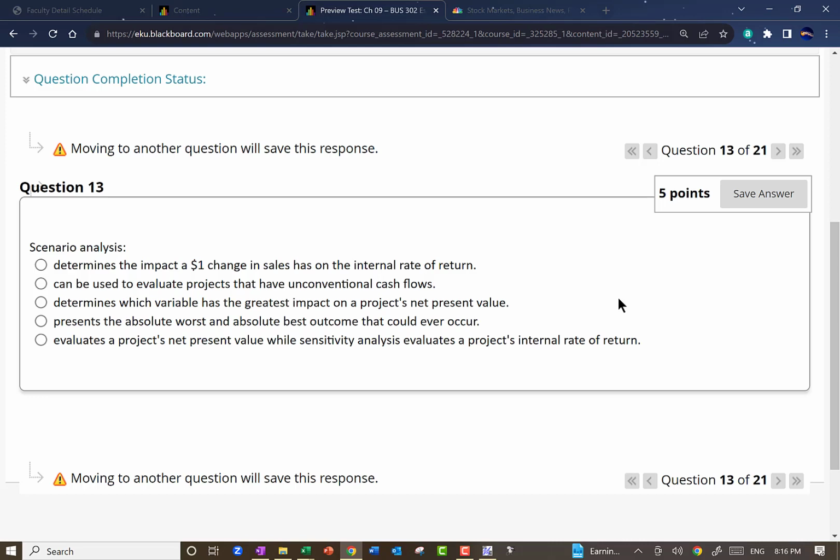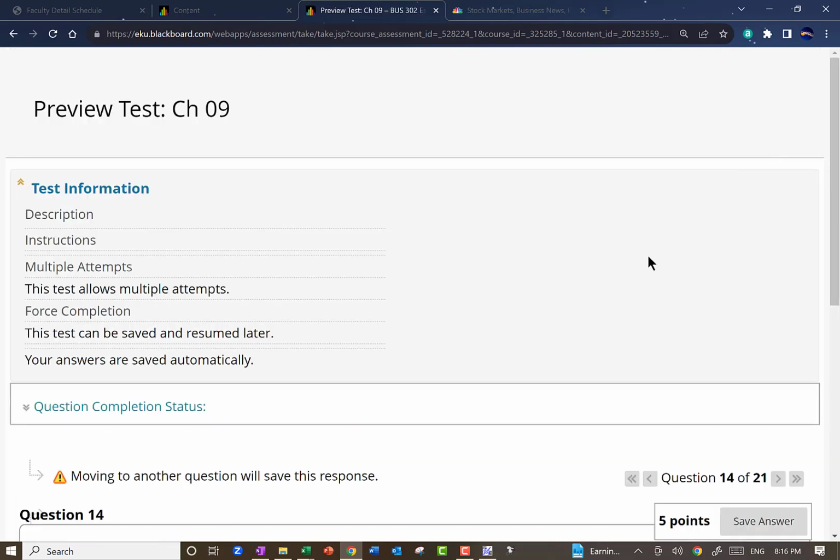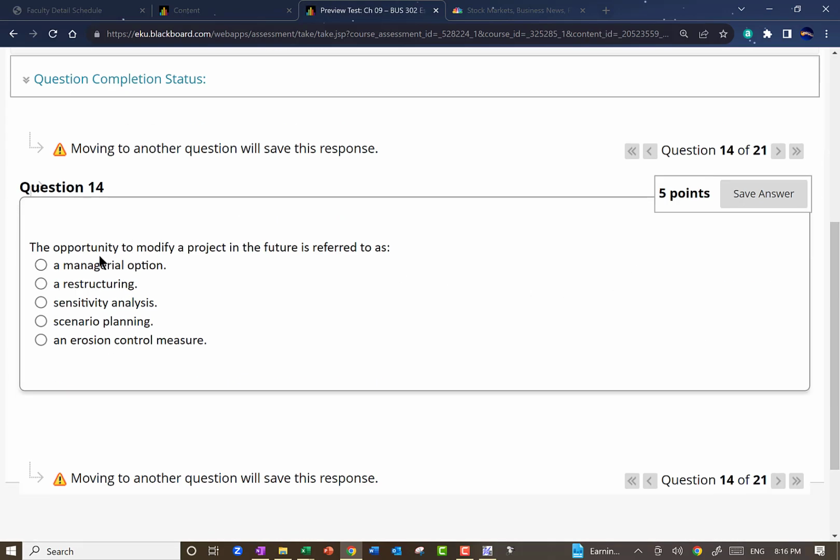It evaluates project's net present value, while sensitivity analysis does internal rate of return. There is no such thing. I mean, they both look at NPV and IRR. So in this case, it is indeed B. Opportunity to modify a project in the future is referred to as a managerial option.